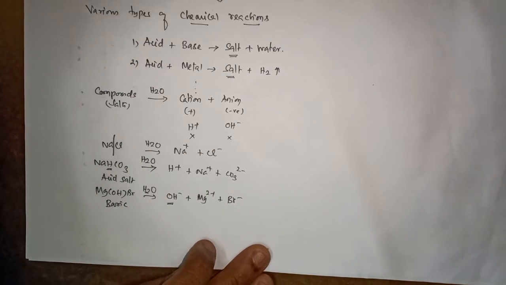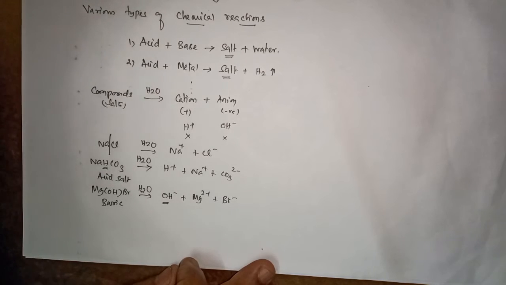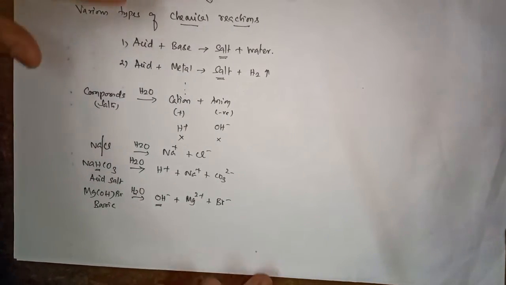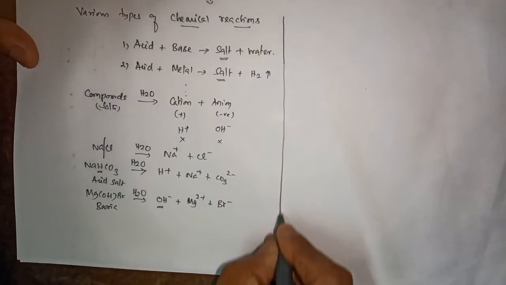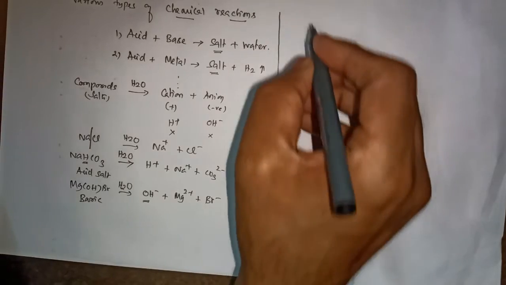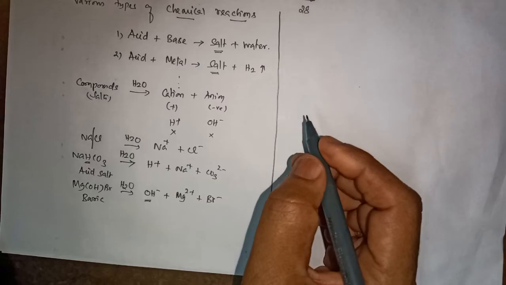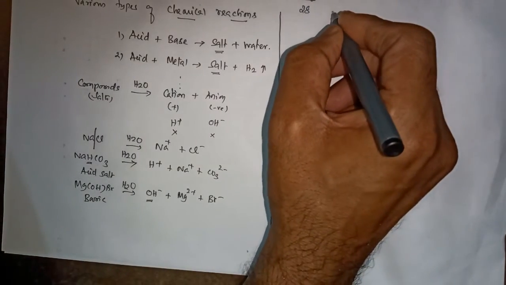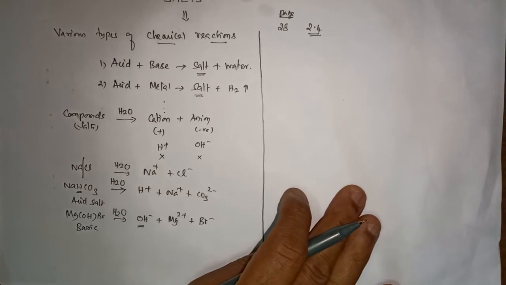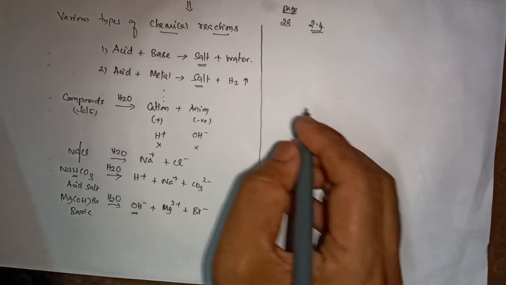Right. Now what is given in CBSE at 10th standard level? What is the definition for salt and some examples for salt we take. That is given at page number 28 in the CBSE book, and the content is 2.4. Page number 28, 2.4 in the 10th standard book. Some examples for salt are given.